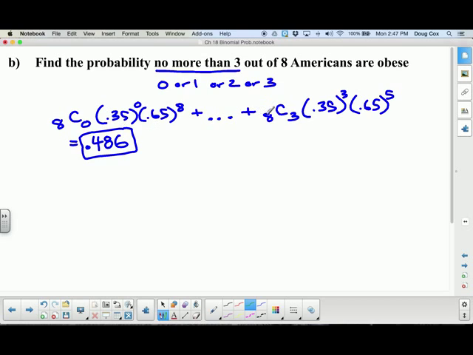So that's 0 all the way through 3, and you'd wind up with an answer of not 0.486, excuse me, but an answer of 0.706. So that would be your answer, which is great.